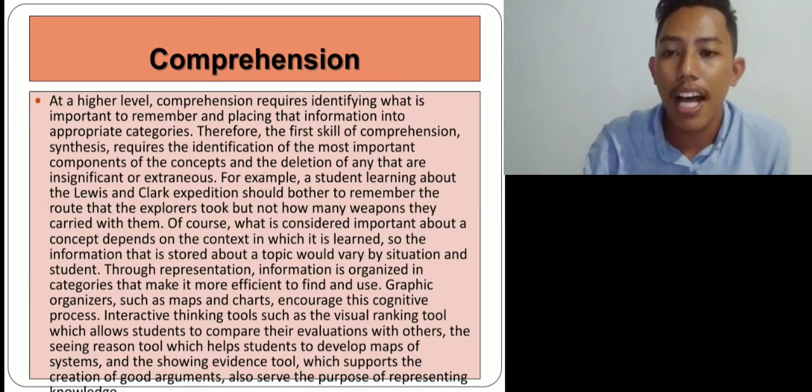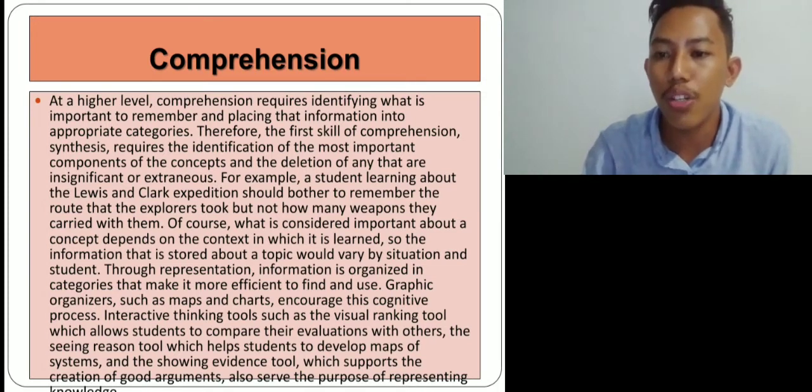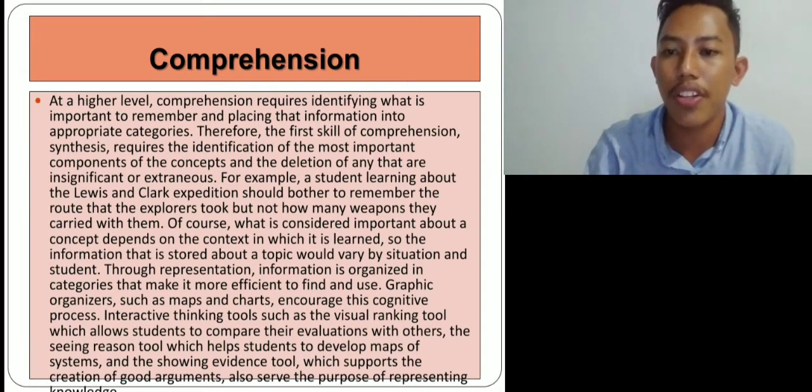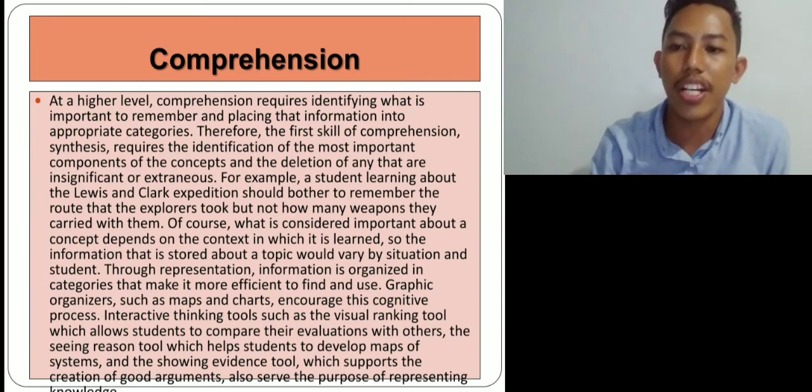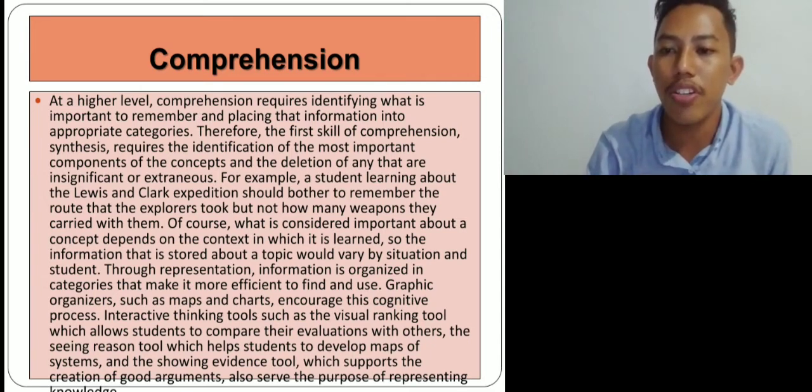For example, a student learning about the Lewis and Clark expedition should bother to remember the road that the explorers took, but not how many weapons they carried with them. Of course, what is considered important about a concept depends on the context in which it is learned. So the information that is stored about a topic would vary by situation and student. Through representation, information is organized in categories that make it more efficient to find and use.